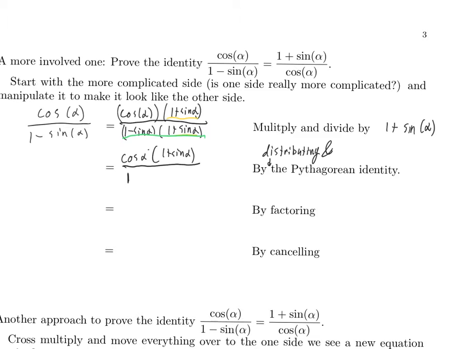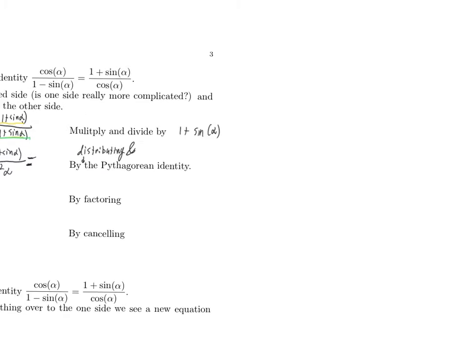In the denominator, though, what do we get when we distribute? We see 1 outside, plus sine of alpha inside, minus sine of alpha, so those two will cancel, minus sine squared of alpha. 1 minus sine squared of alpha. So you'll notice that I'm claiming that the Pythagorean identity is what I'm going to use. Let's go ahead and see what I mean by that.